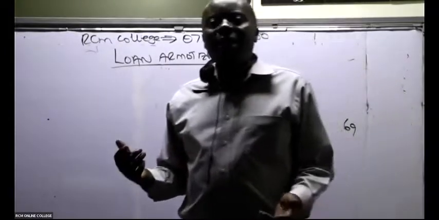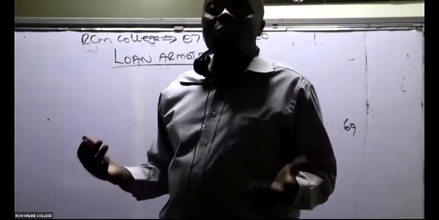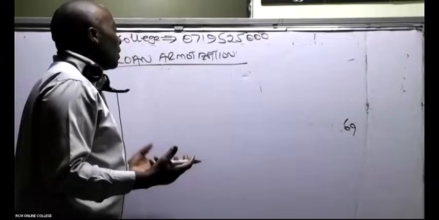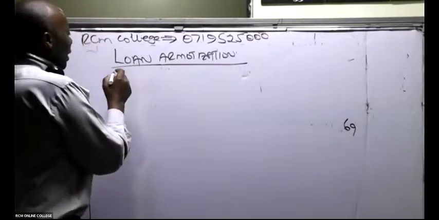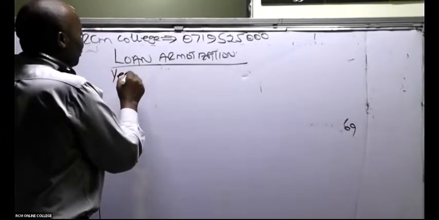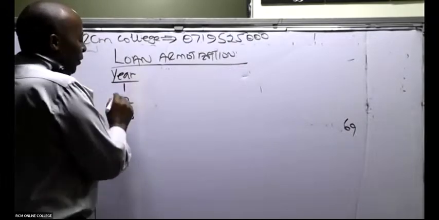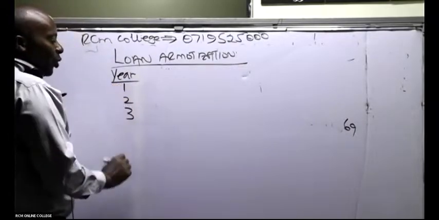And this is the easiest thing ever. You get so many accountants who don't know how to amortize loans. This is the easiest thing ever. So then, ladies and gentlemen, what I will do here, I will talk about the year. Remember, it is the lease life: 1, 2, 3, like that.